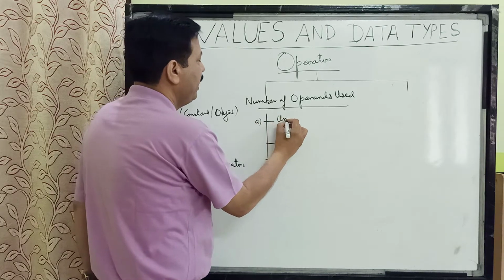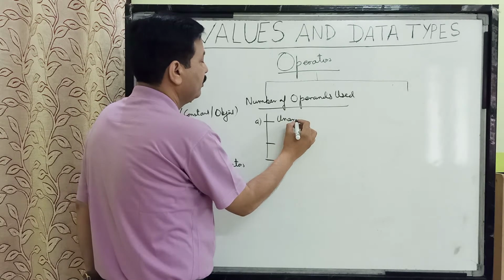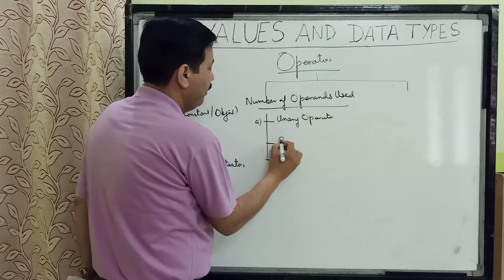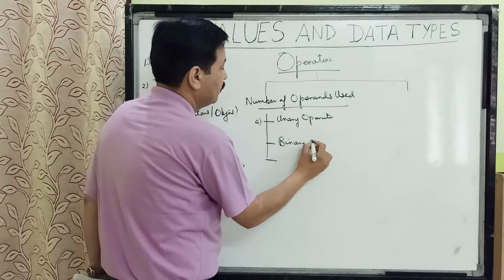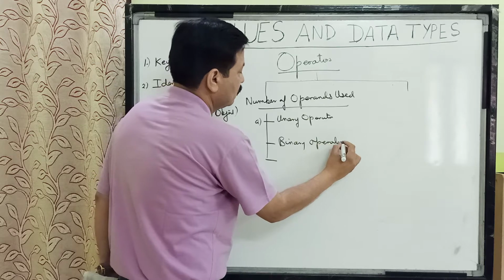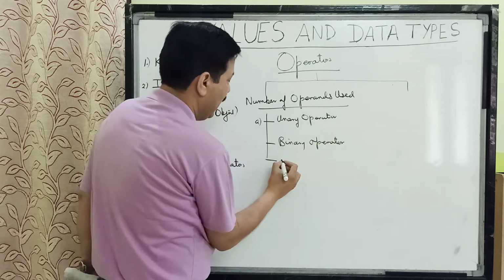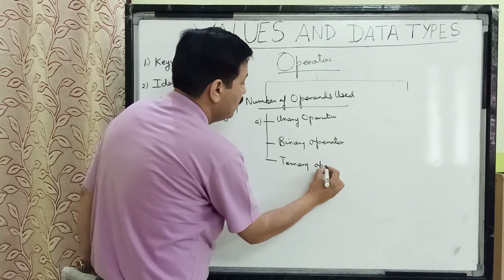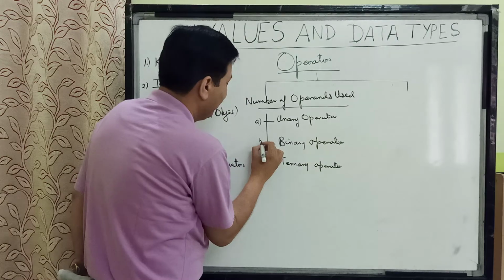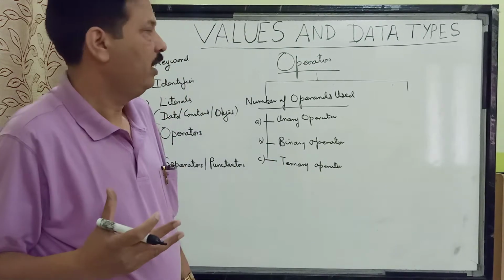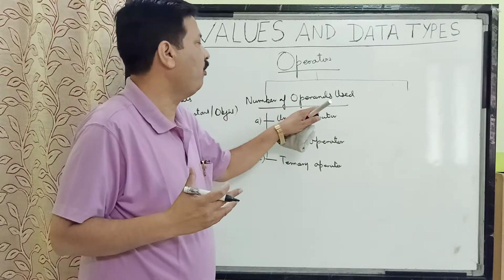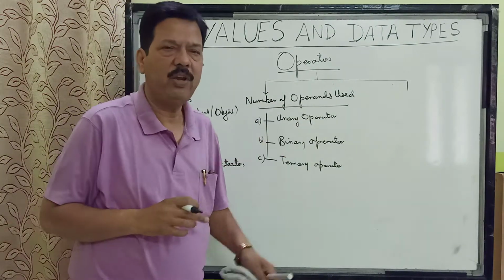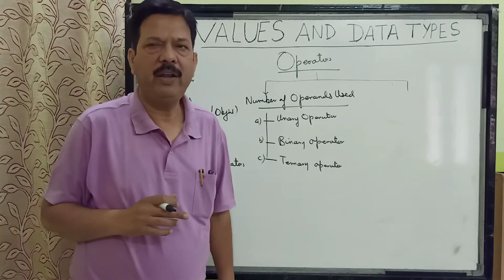In this classification, we have classified them into three parts. First is unary operator, second is binary operator, and third is ternary operator. So we have classified these operators into three types on the basis of the number of operands used: unary operator, binary operator and ternary operator.